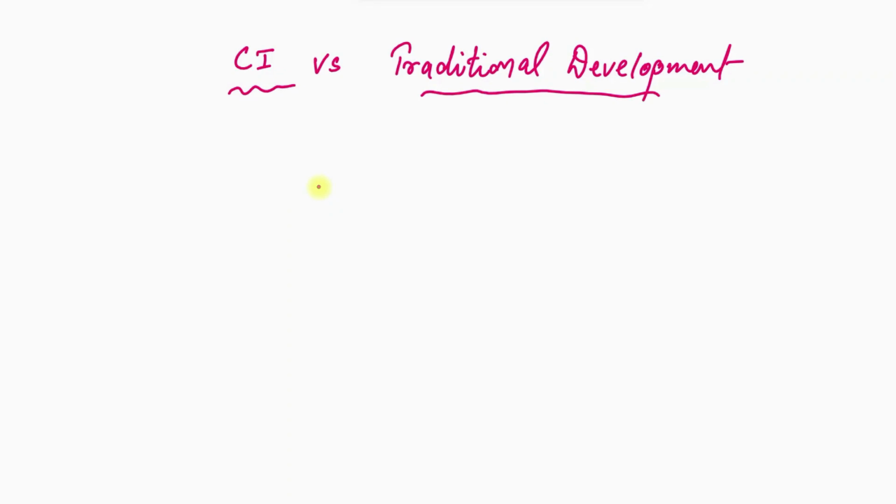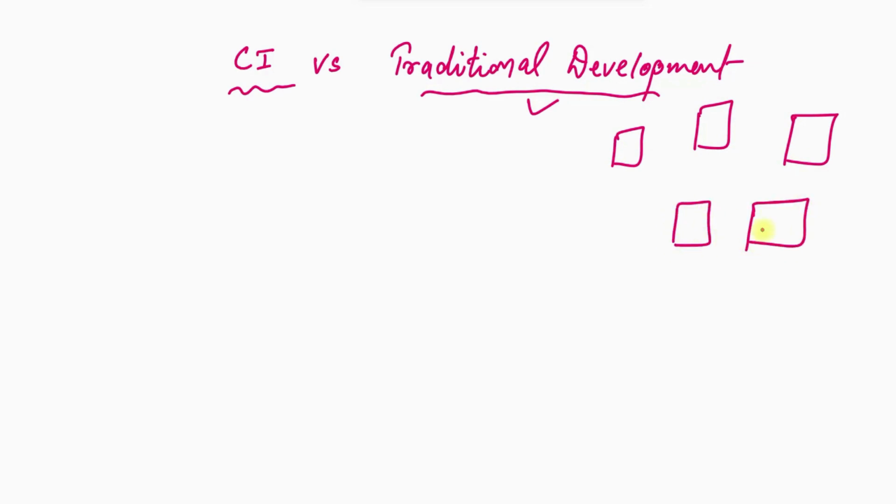Now let's understand how CI is different from traditional development. So let's discuss what happens in traditional development. Teams work independently for weeks or even months, which leads to an integration headache at a later point of time. For example, you are working on one component here, another team is working there, and different teams are working on different modules, right?